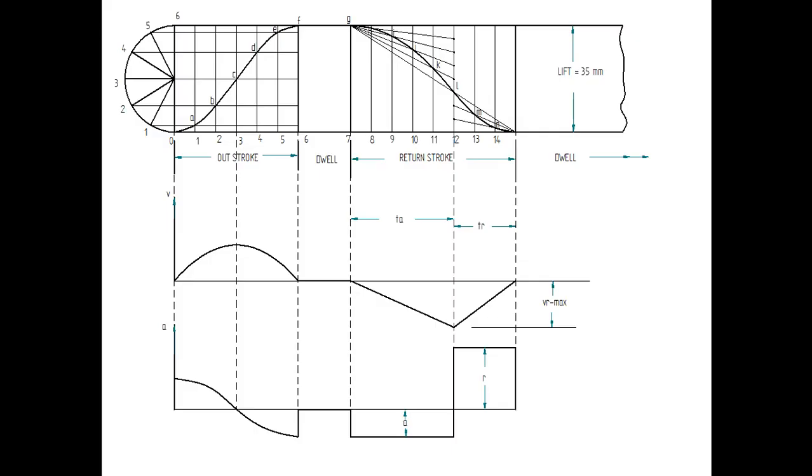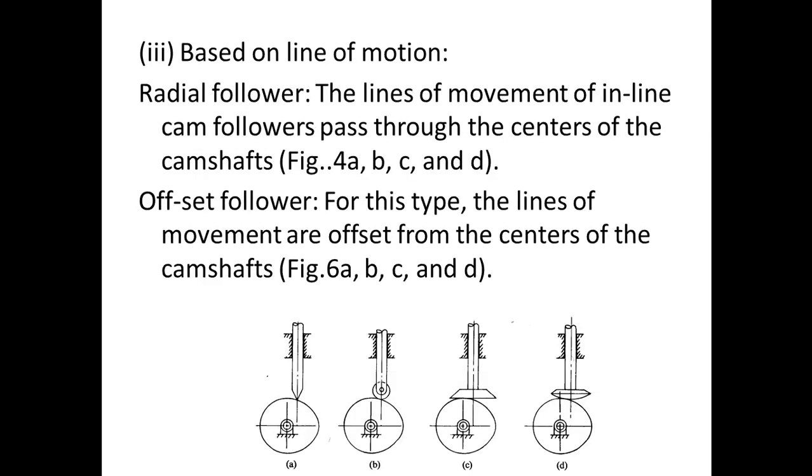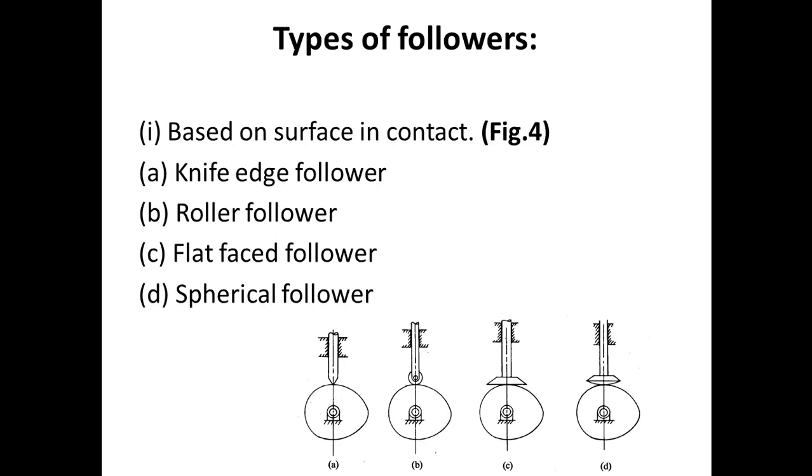There are different types of followers to solve this. One, I told you, is the knife edge follower, and the other is the roller follower. The procedure for knife and roller will be a little bit different. For both of these, there is also the radial type, where the follower axis and the cam axis are the same, like what I had shown here.